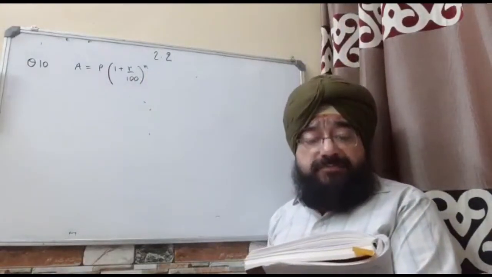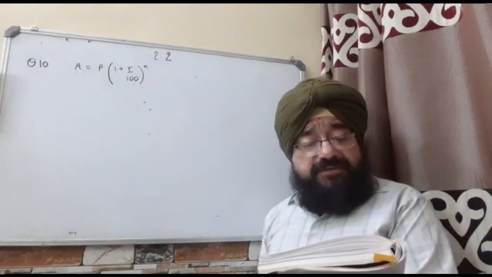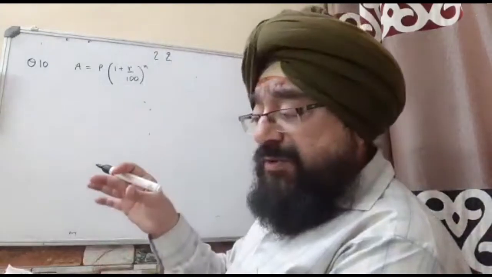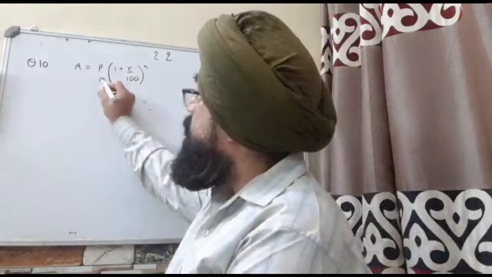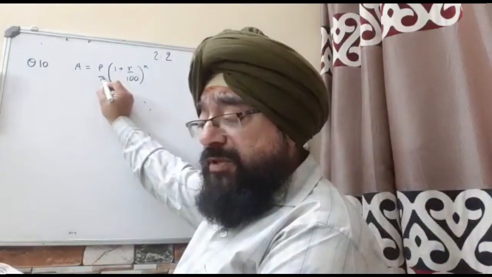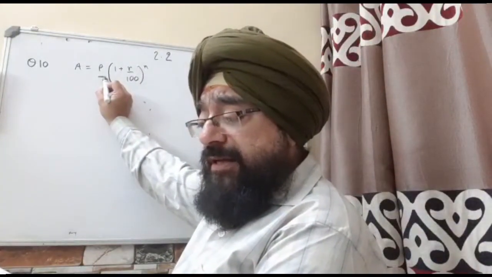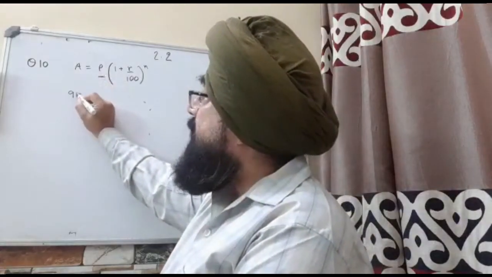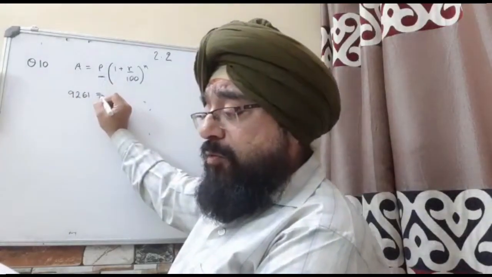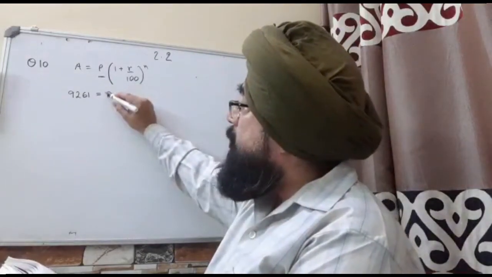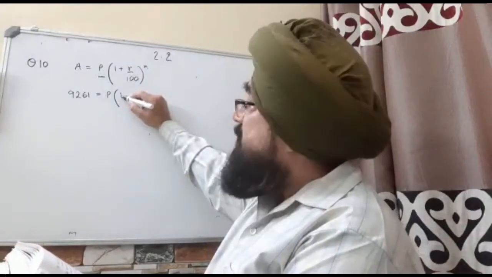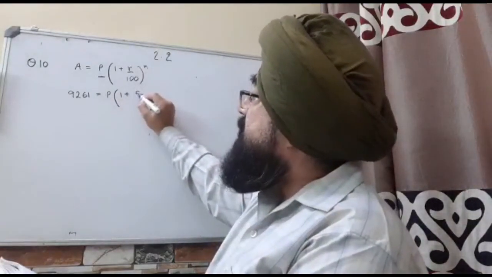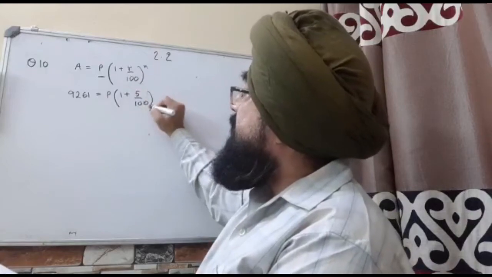Very good, Jishan. We'll be using this formula, and we'll try to implement the values given in the question. It says what sum of money, so P we don't know. That is what we're supposed to find. What sum of money will amount to, meaning 9261 is the amount. P will amount to this much in 3 years at 5% per annum interest. So rate is 5% per annum and time is 3 years.